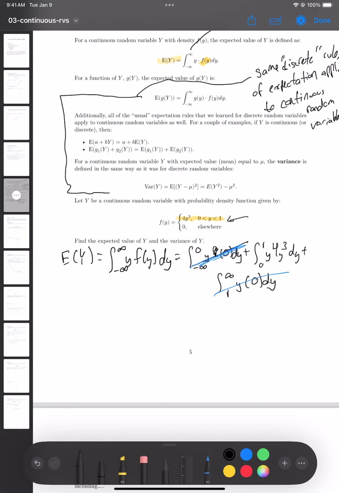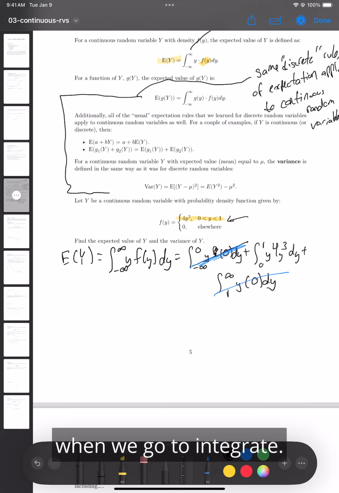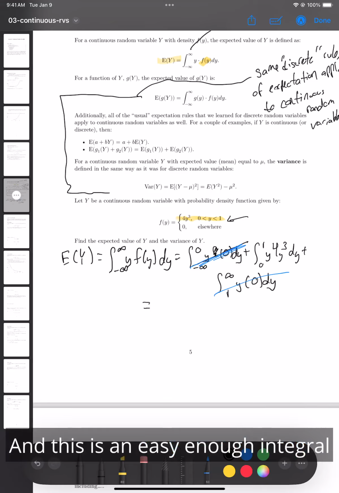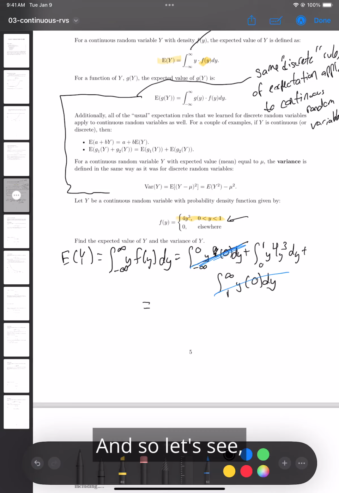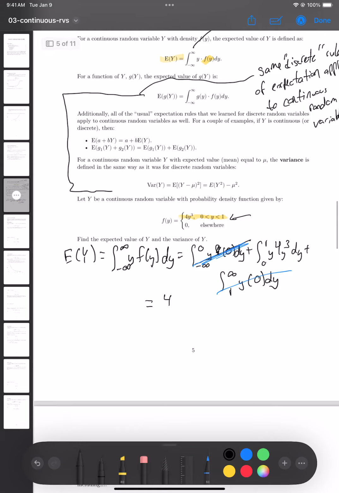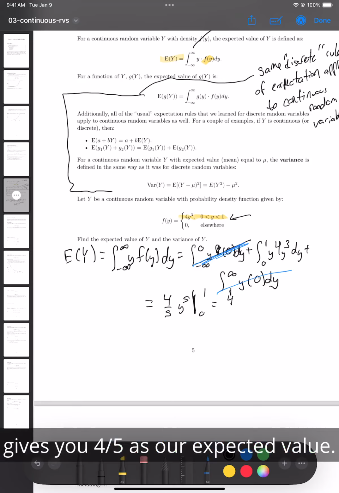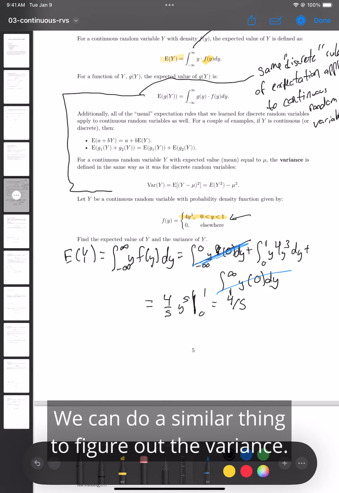Again, we don't have to worry about the 0 elsewhere when we go to integrate, and so that often simplifies the problem a little bit. This is an easy enough integral that you can do it by hand if you wanted to. That would be 4/5 y to the 5th, evaluated at 0, 1, which gives you 4/5 as our expected value. We can do a similar thing to figure out the variance.